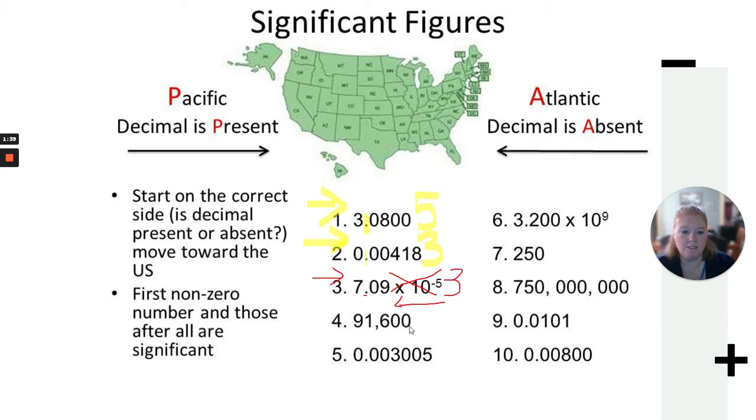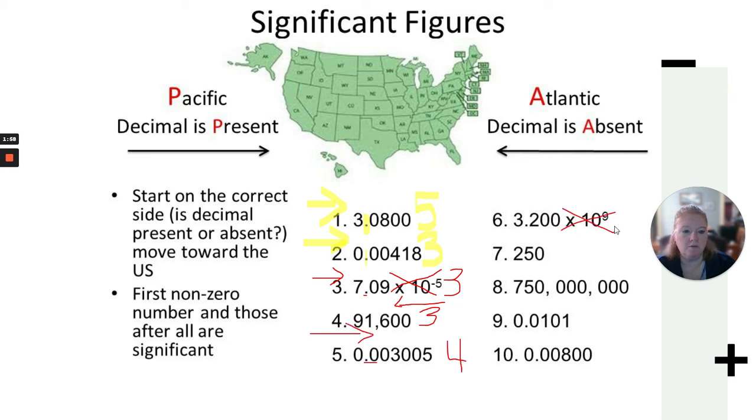This one, oh, no decimal. That means I count this way. Skip, skip, 1, 2, 3. Decimal, count this way. Skip, skip, skip, 1, 2, 3, 4 significant.